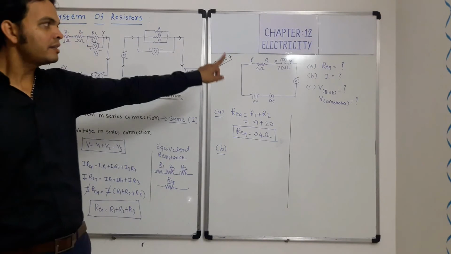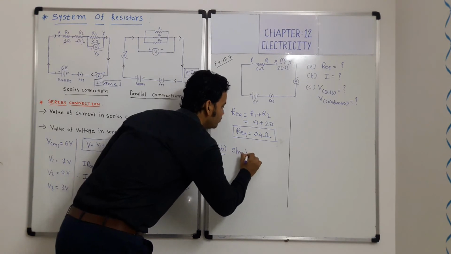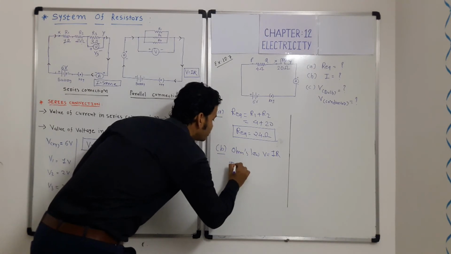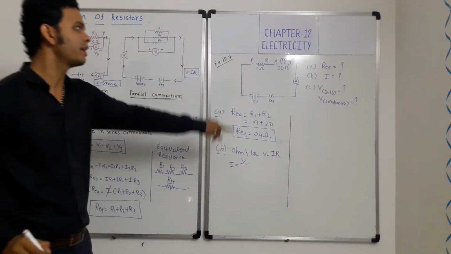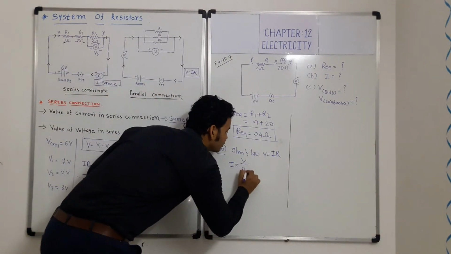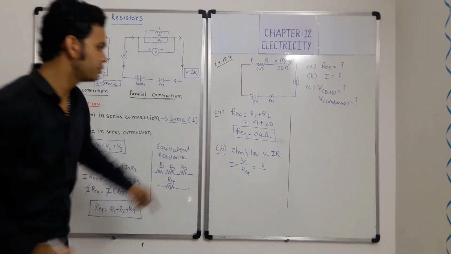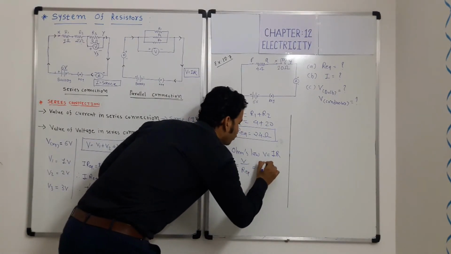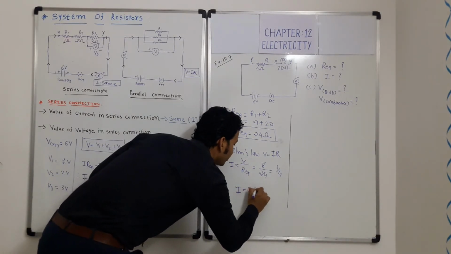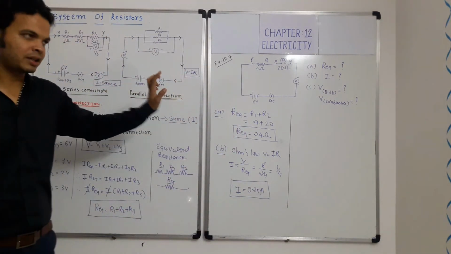Let us move to part B. What is the value of current? For current we know Ohm's law, V is equal to IR. So I is equal to V upon R. But what is R here? R is the total resistance of the circuit, so we have to put R equivalent. V is given, it is 6, and R is 24. So it is 1 by 4. So the value of current I is equal to 0.25 ampere. So part B is also clear.